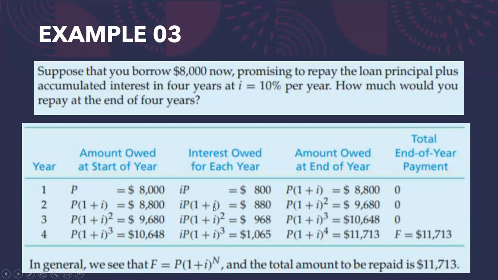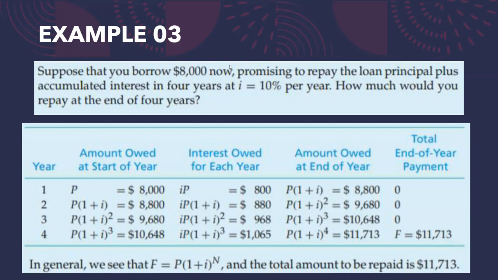So 8,800 into (1 plus i), because this is a compound interest calculation, we should get the compound interest, not the simple interest. Likewise, if you do the calculation through the end of the period, you will get the F value of 11,730. If you simply use the equation, the borrowed amount is 8,000 into (1 plus the interest rate of 10%, that is 0.1), to the power of the number of periods, which is 4 years, so to the power of 4. You will simply get the answer of 11,713.